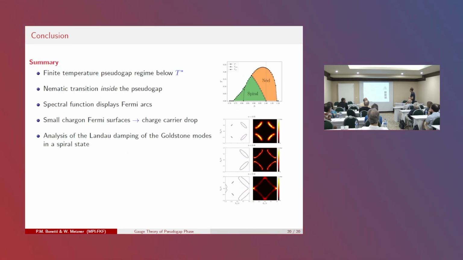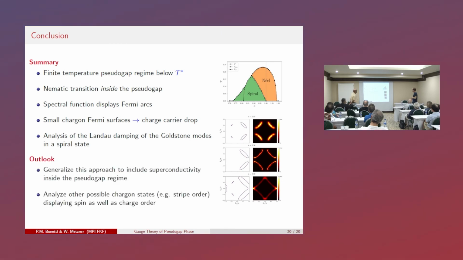All right, that's basically all. Let me summarize. We have this theory of a fluctuating magnet, and we get many features that are observed in pseudogaps, and it's a relatively simple physical picture, and it can be linked to microscopics. Things can be worked out for the Hubbard model. So we have this finite temperature pseudogap regime. In particular, we have this transition into a nematic state, which comes from the spiral inside the pseudogap here. We get the Fermi arcs, and since we have small charge on the Fermi surface, this charge carrier drop will also survive. There, the spinon fluctuations just cancel out in the charge transport.